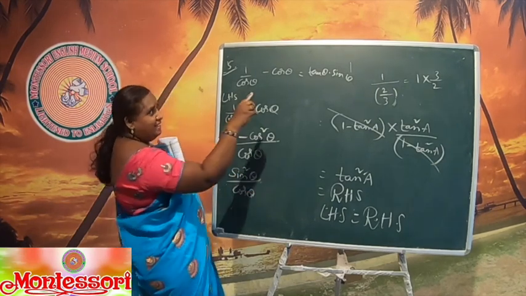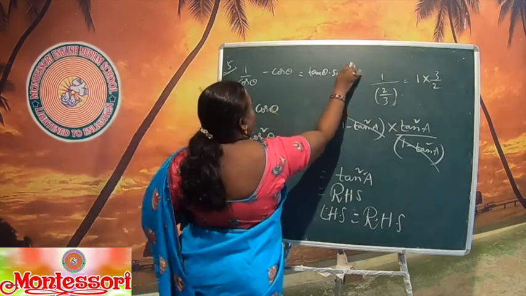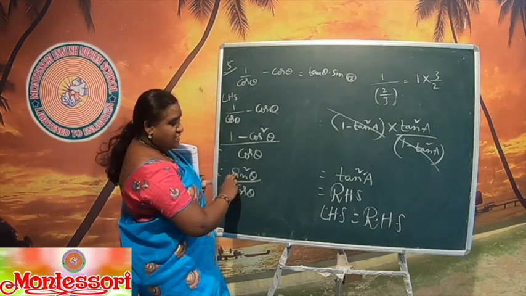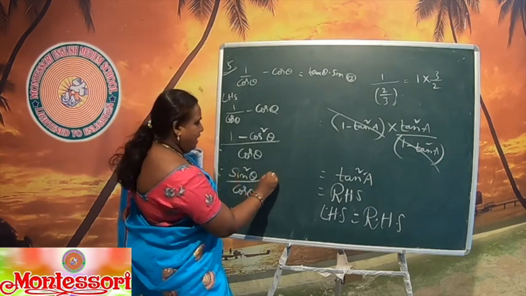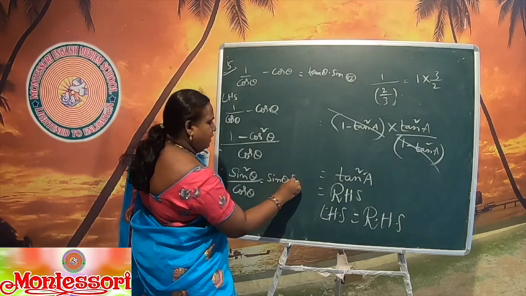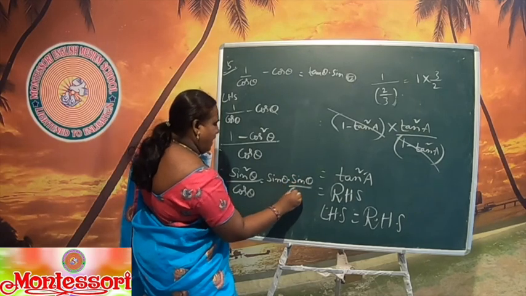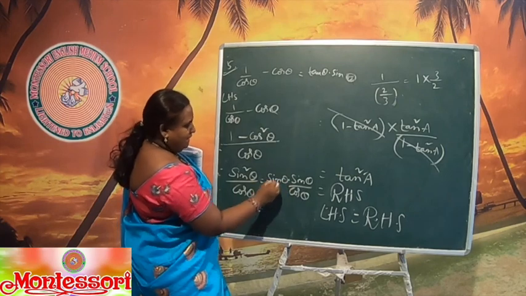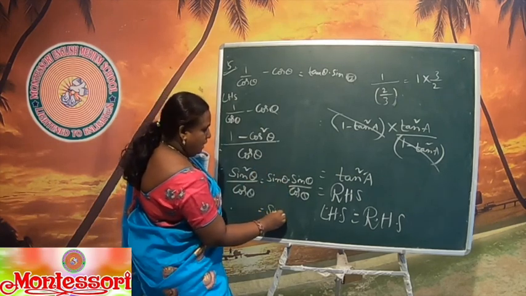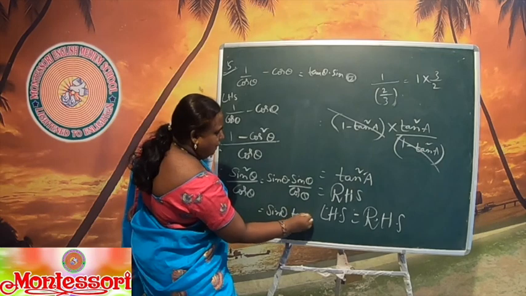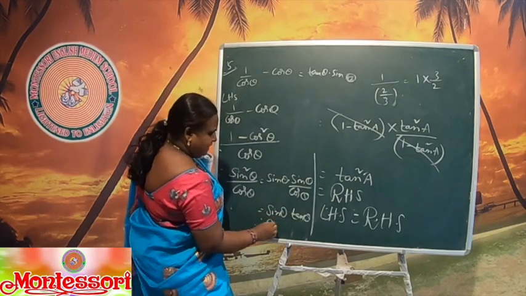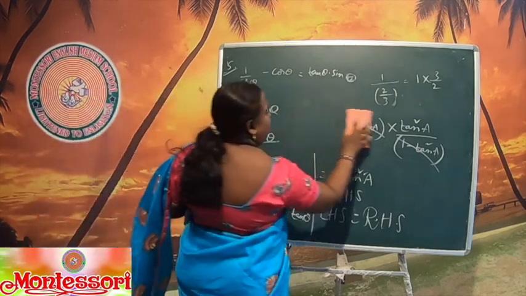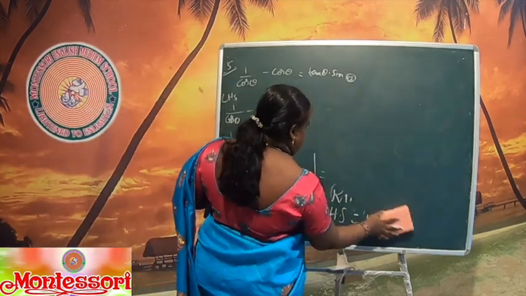Now check RHS. In RHS I want tan theta into sin theta. One sin theta is already here. Then split sin into 2 times, that is sin theta into sin theta by cos theta. Because this denominator I give to 1 sin theta, then sin theta is already here. Sin by cos is nothing but tan. Therefore that is RHS. So in this way we have to go through this exercise.